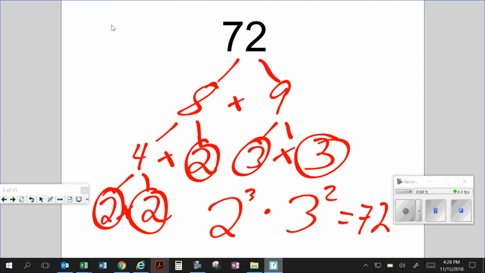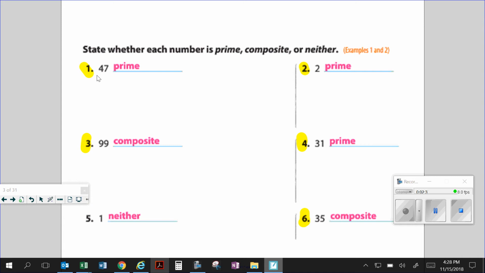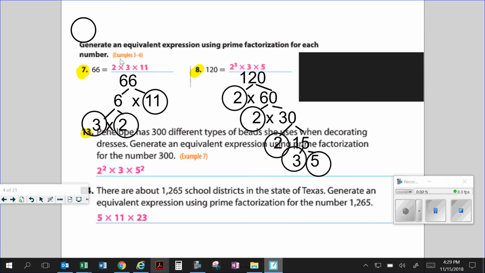So we see number 1 is 47. Number 2 is, so 1 is prime, 2 is prime, 3 is composite, 4 is prime, 5 is neither because it only has one factor, and 6 is composite. Pause it if you need to. Number 7, what are the prime factors? 2 times 3 times 11 makes 66.